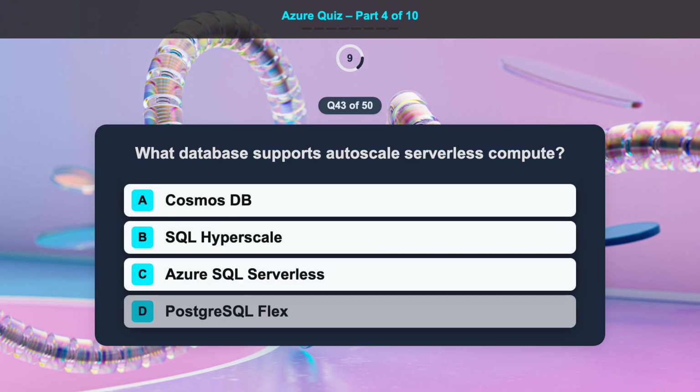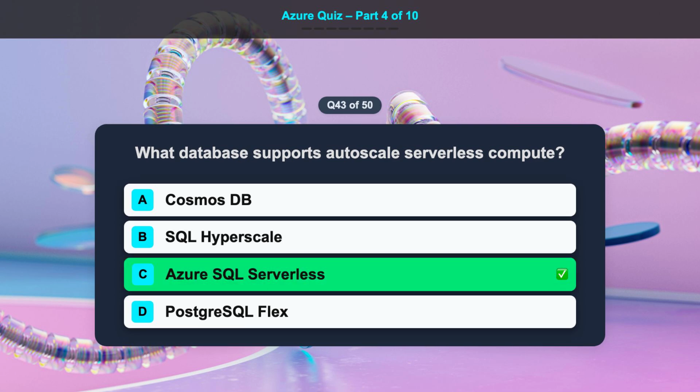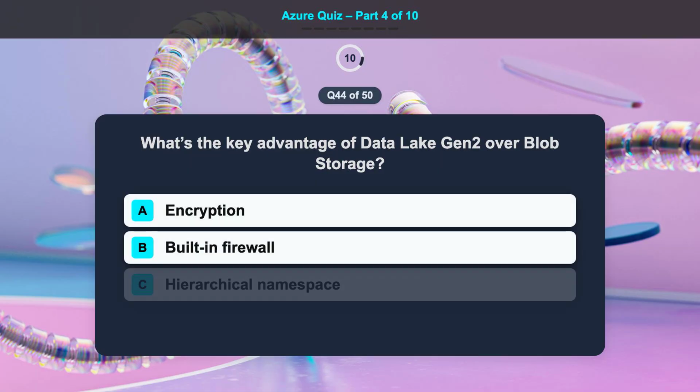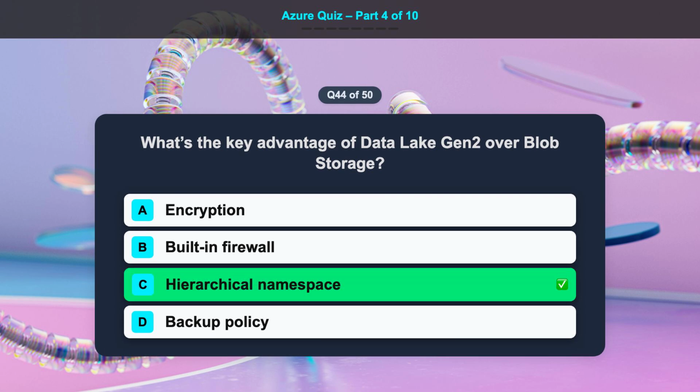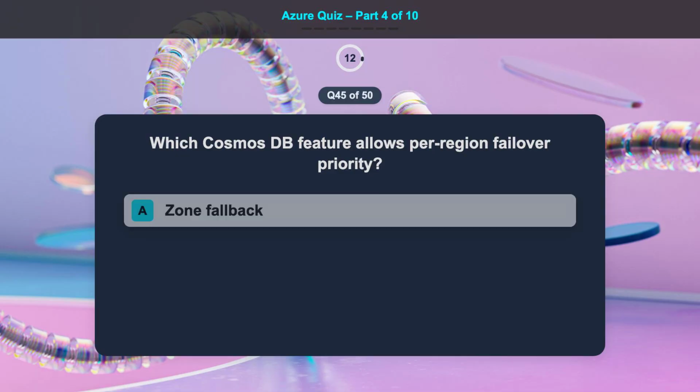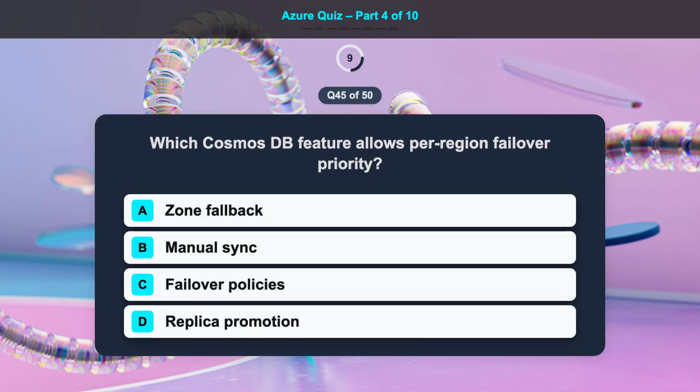Question 43. What database supports autoscale serverless compute? Question 44. What's the key advantage of Data Lake Gen 2 over blob storage? Question 45. Which Cosmos DB feature allows per-region failover priority?